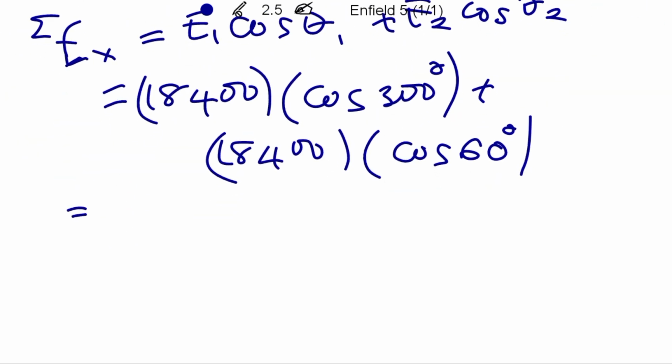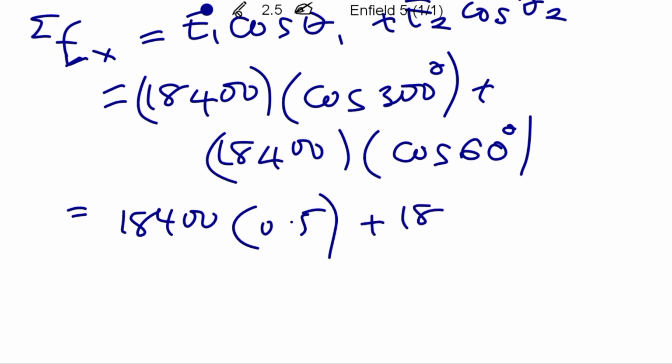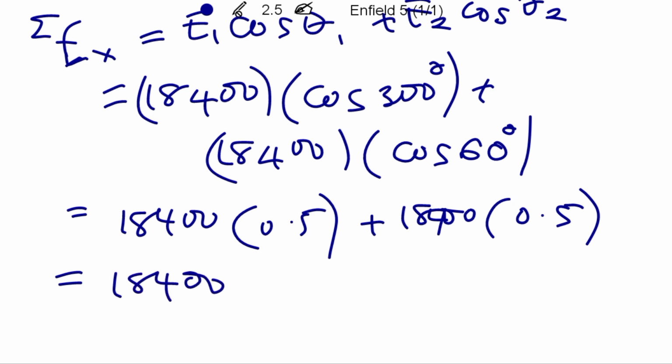So this equates to a value of 8400 times 0.5. We find cos 300 is 0.5, likewise cos 60 is also 0.5. So at the end of the day, we end up having still 8400, because 0.5 times this becomes half of it, then half of 8400 plus another half of 8400 gives us a full 8400 Newton per coulomb.